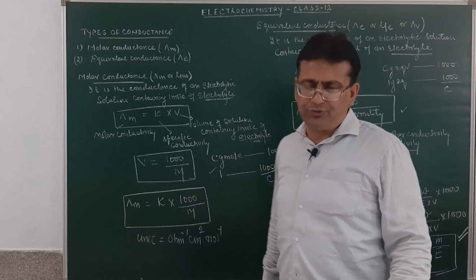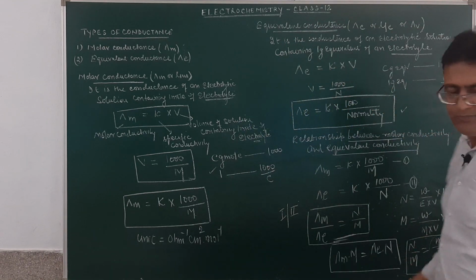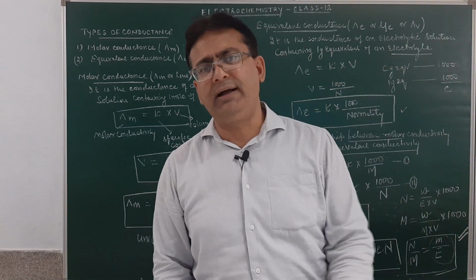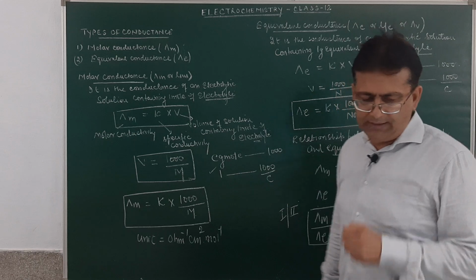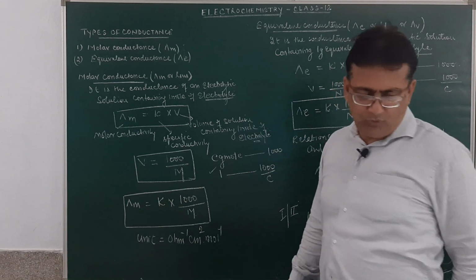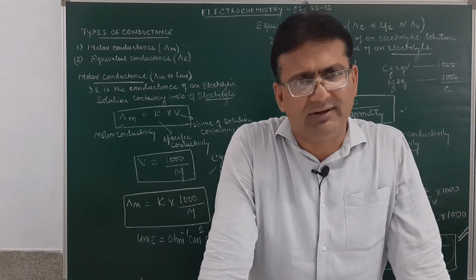Am I getting clear, students? The relationship between the molar mass and equivalent mass will be equal to n, which will be called the n factor. Am I clear? So, what is molar conductivity and what do we mean by the specific conductivity? I think we have done this.